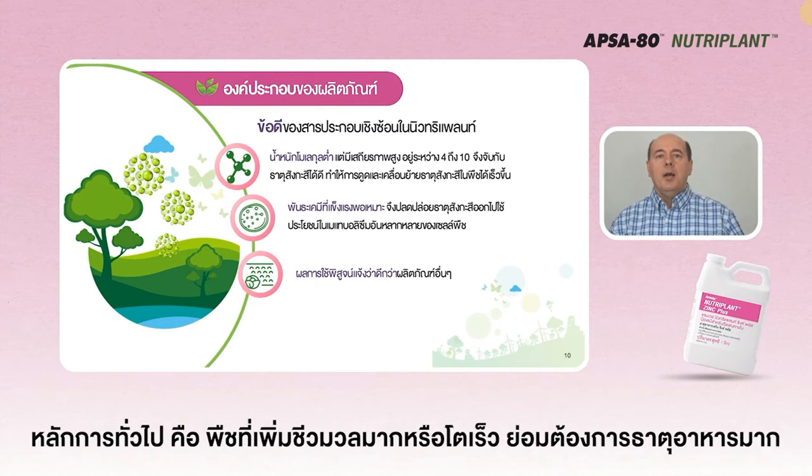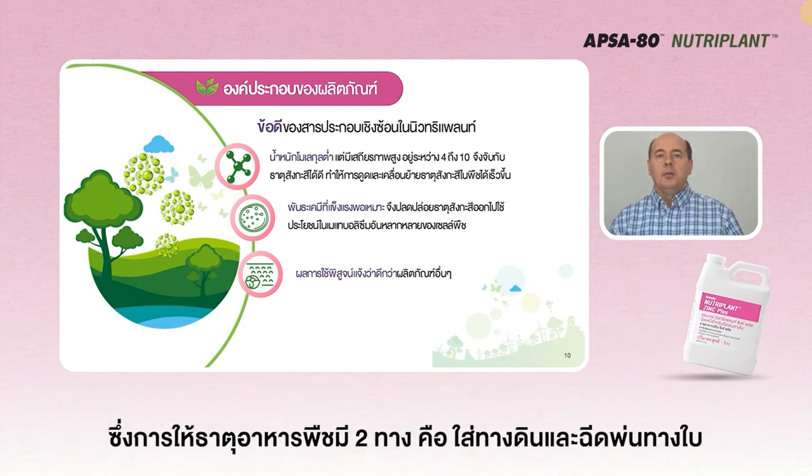Generally, the more biomass the plant produces, the more nutrients it needs. The nutrients can be supplied through the root system. It can be applied through foliar application.